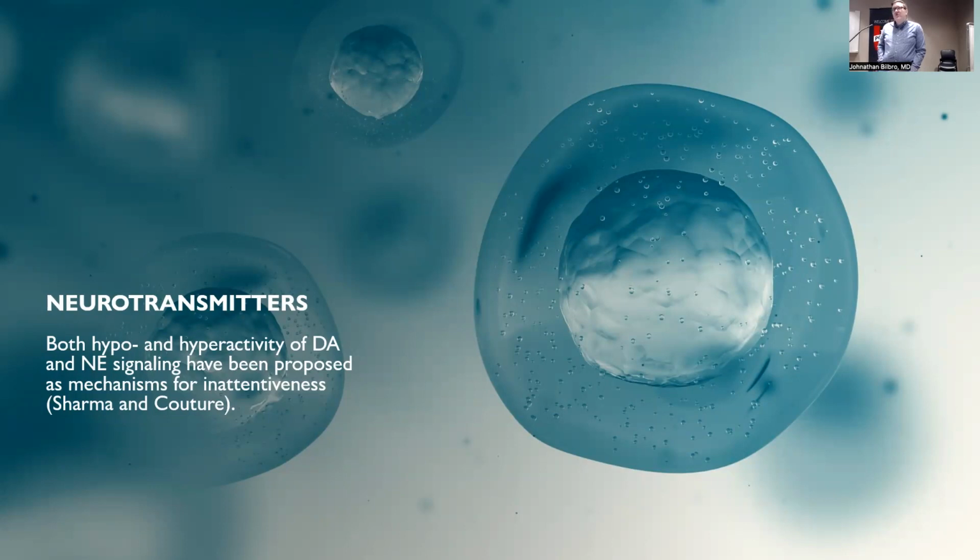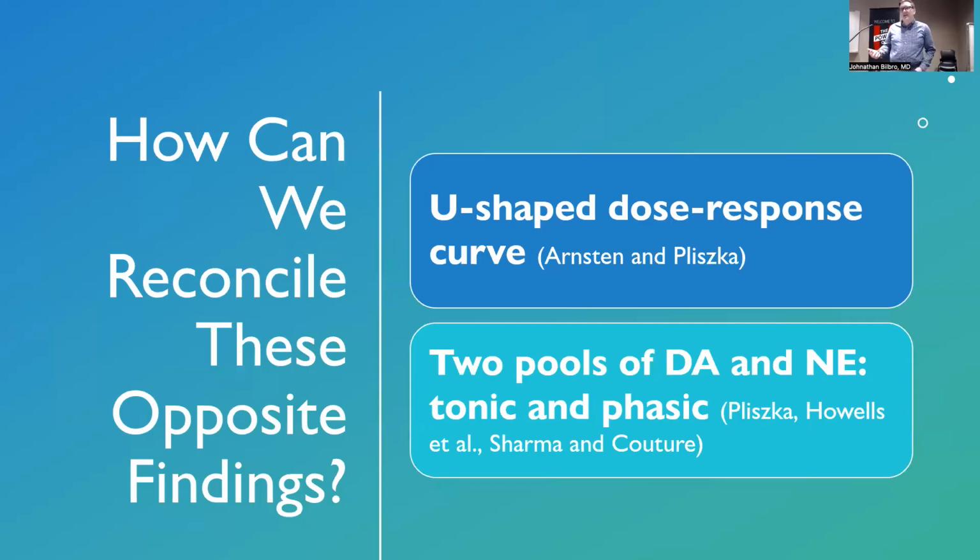So there is evidence to suggest that there's hypoactivity of dopamine and norepinephrine in these patients, but there's also evidence to suggest the opposite, right, that hyperactivity of dopamine and norepinephrine can cause attention problems. And so, how do you reconcile this? Is it not enough activity? Is it too much activity? There's really two ways that have been proposed, and so we'll review these.